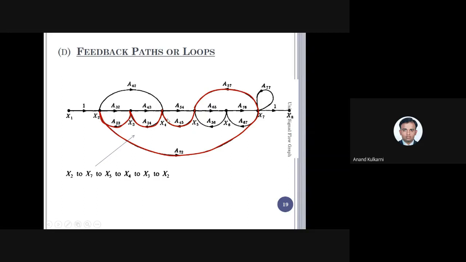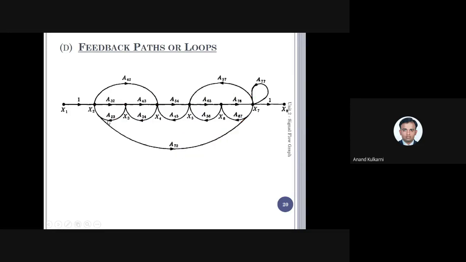Is it clear? Understood this? So from 2 to 7, then from 7 to 5, 5 to 4, 4 to 3, 3 to 2. So this is one more loop. And there is one more from 2 to 7, 7 to 6, 6 to 5, 5 to 4, 4 to 3, and 3 to 1.